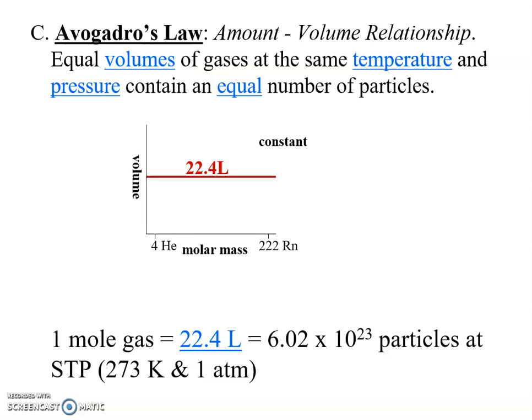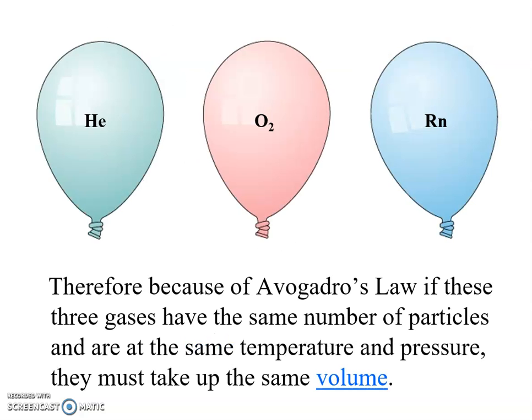Now, as we've learned in previous videos, if you're at different pressures and temperatures, of course that number will change, but at STP it's always 22.4. Because of Avogadro's law, if these three gases have the same number of particles, despite the fact they have very different masses and are at the same temperature and pressure, they will occupy the same volume. Now their densities will be different.